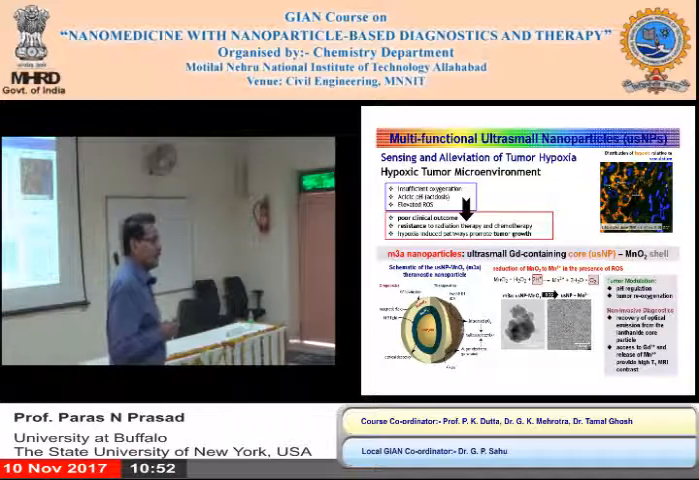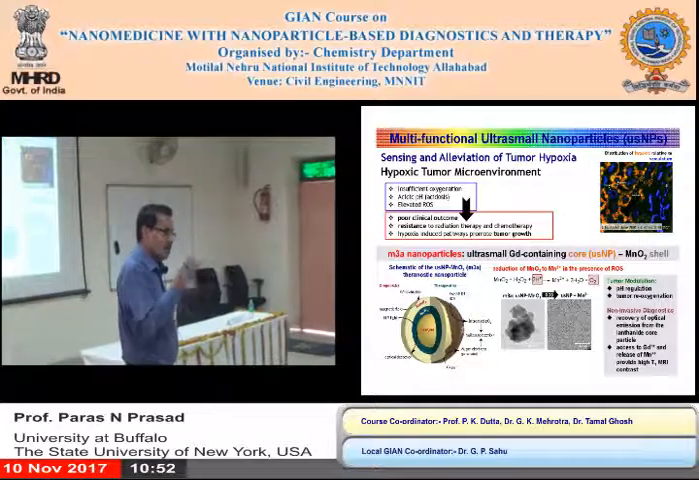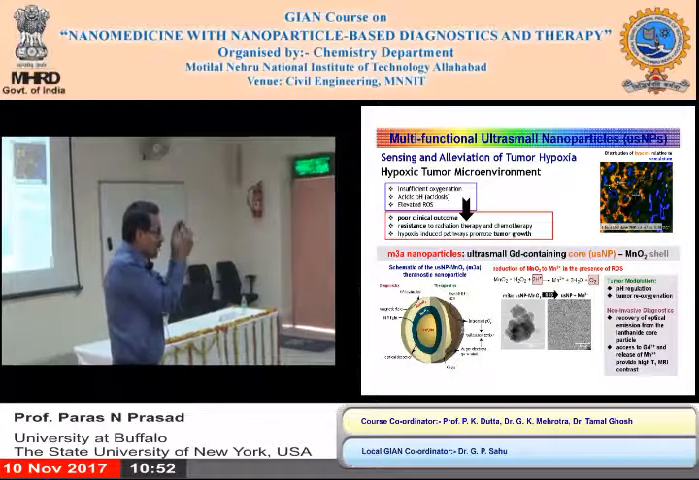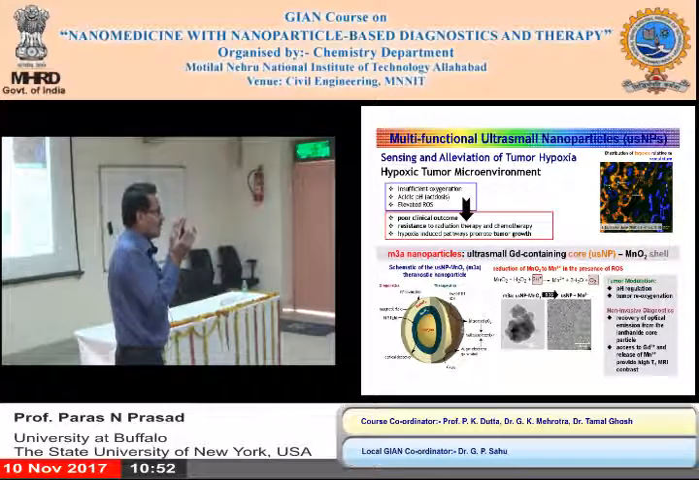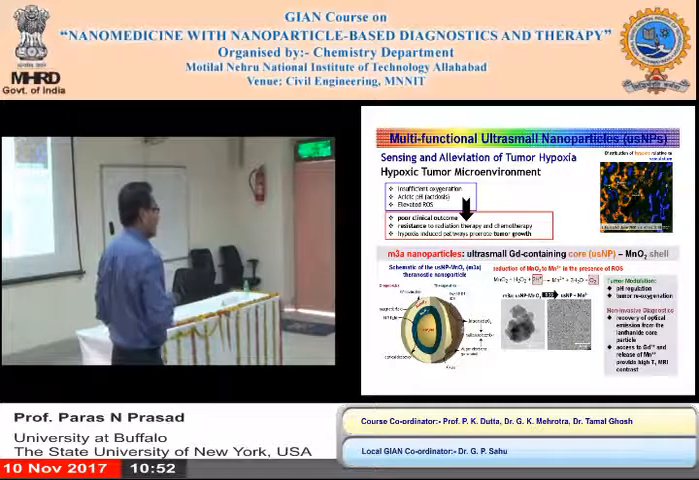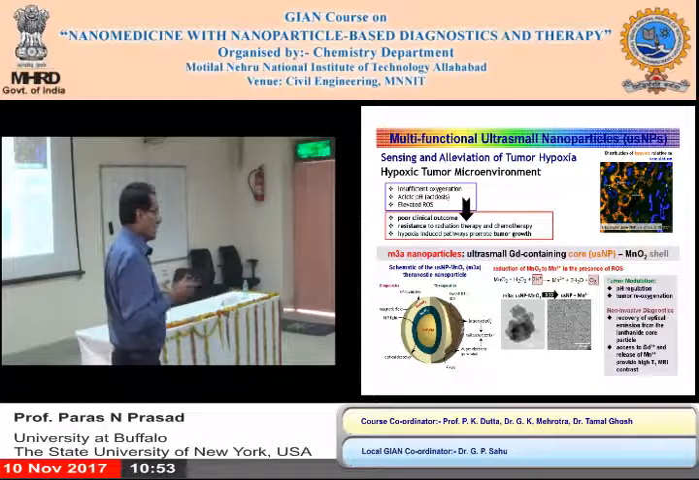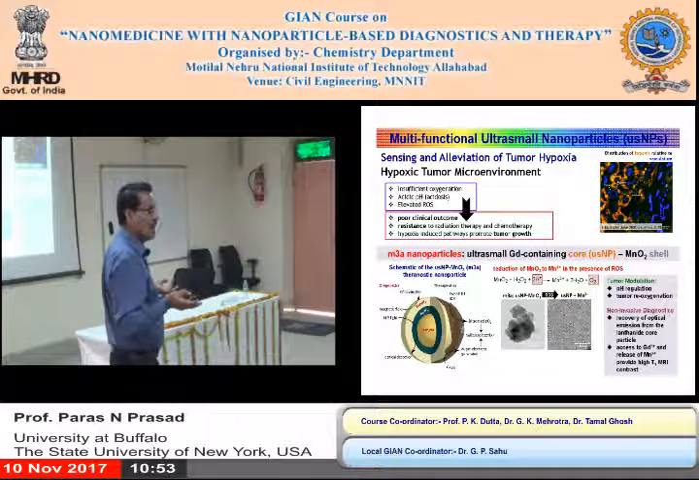And that oxygen can remedy hypoxia, because if you have a big tumor, inside the tumor volume there are regions where there is a lack of oxygen, hypoxia. Those regions are very difficult to treat either by chemo or by radiation therapy. So if this nanoparticle gets in there, you can image that area, you can release oxygen to take care of hypoxia, and then when you shine radiation, you can do radiation therapy more effectively.